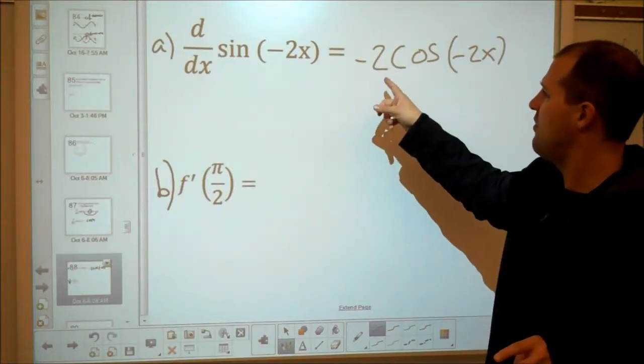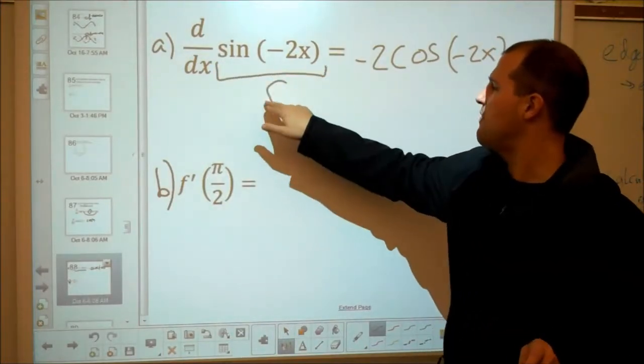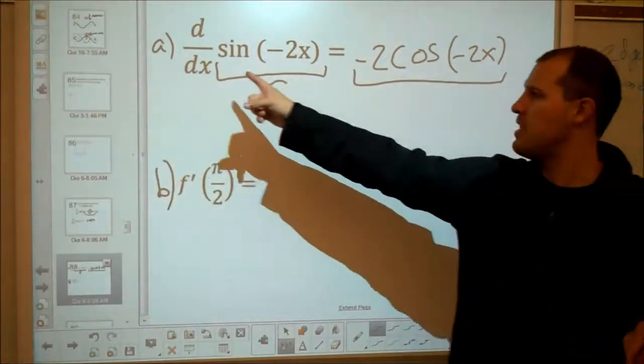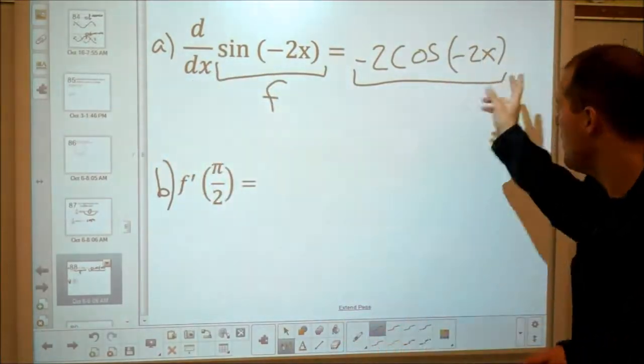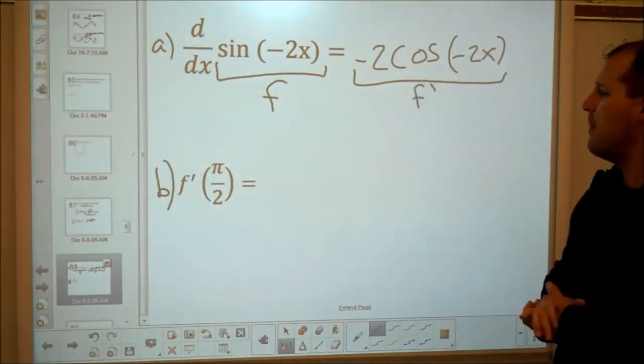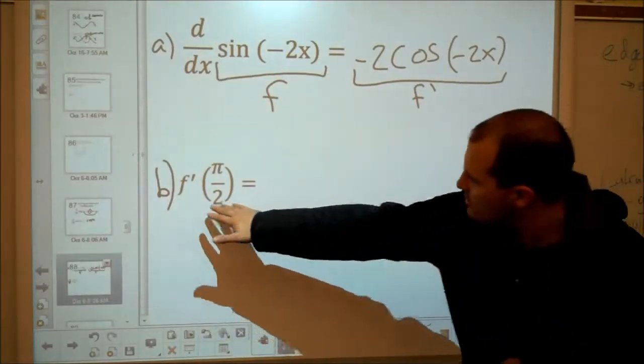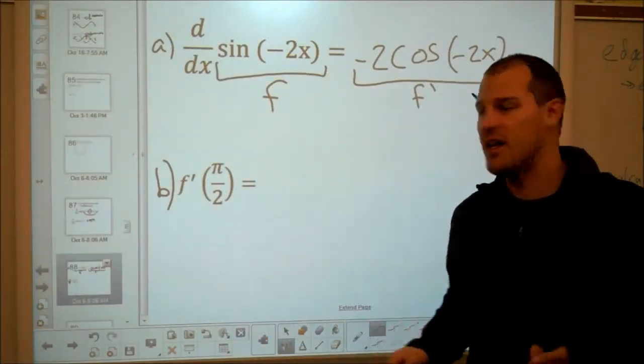So there's my derivative. If this was my f function, what we have found, because that said take a derivative, is f prime. Now we're asked for f prime of pi over 2. So let's just plug it in and see what we get.